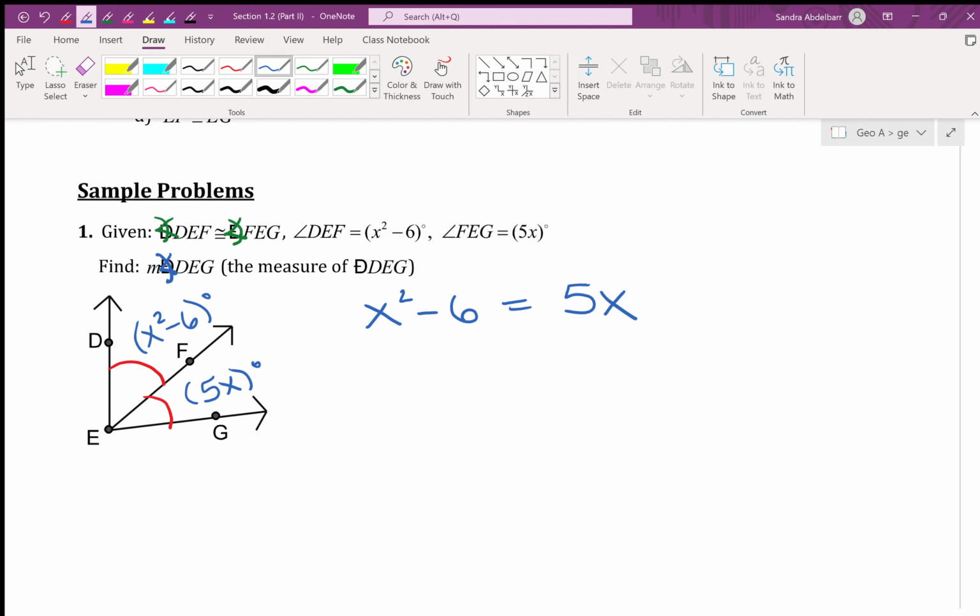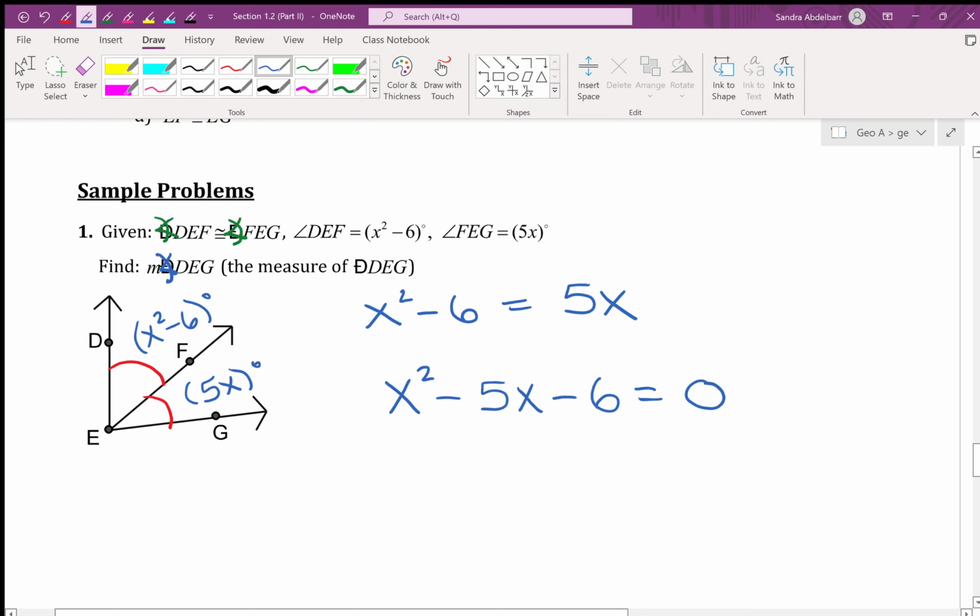Good. All right, we're going to have to factor. In order to factor, what number does it have to equal? Michael? Zero. I need to move that 5x over. When I move that 5x over, where do I put it in reference to the x squared and the negative 6? Sam? You do x squared minus 5x minus 6. You got it. That x has to go in the middle. So it's x squared minus 5x minus 6 is equal to 0.